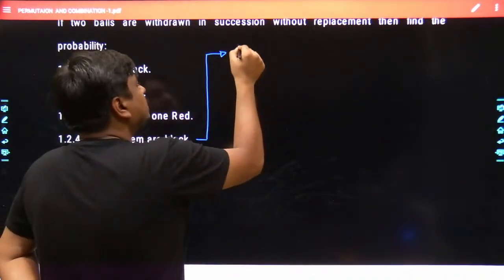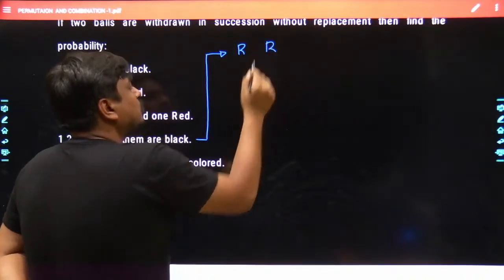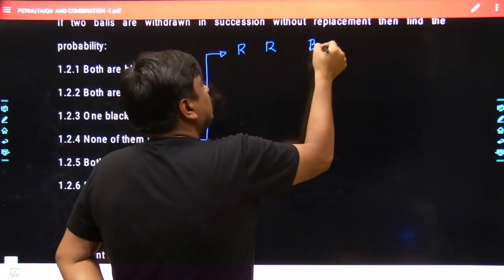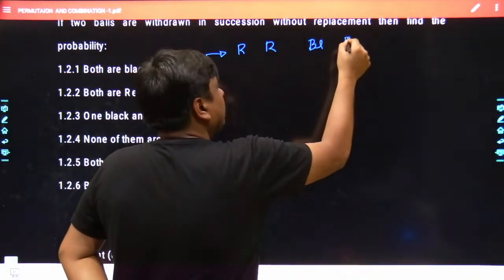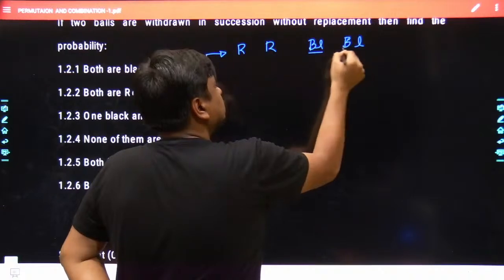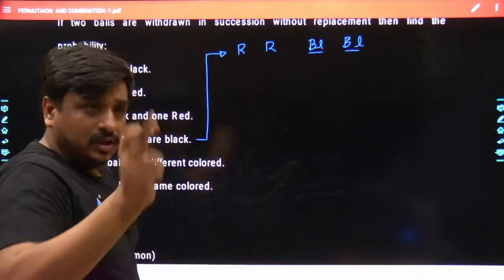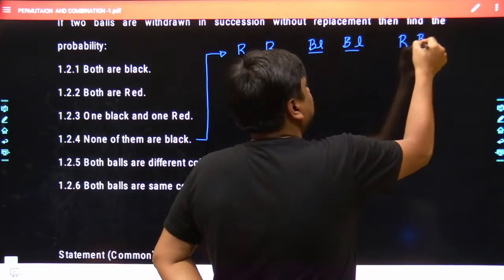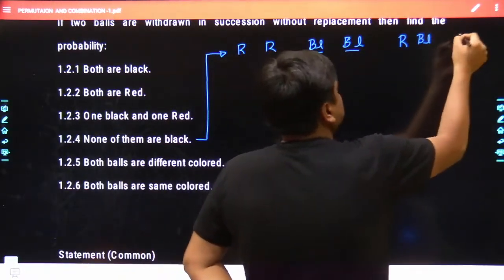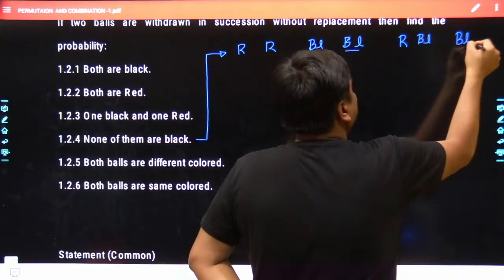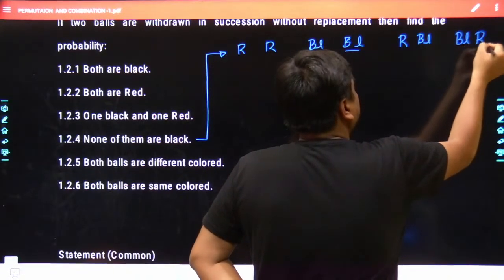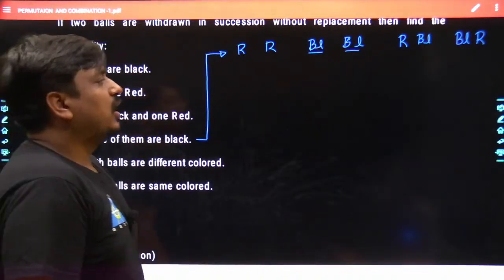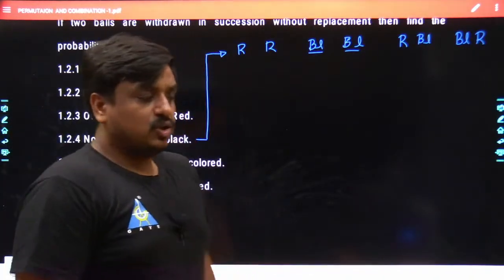Both could be red. The first situation, both could be red. Both could be blue. That is also a permissible situation because black has not been involved in either case. The third situation could be the first one was red and the second was blue. If you are leaving out any of the scenarios, you would be getting the wrong answer.